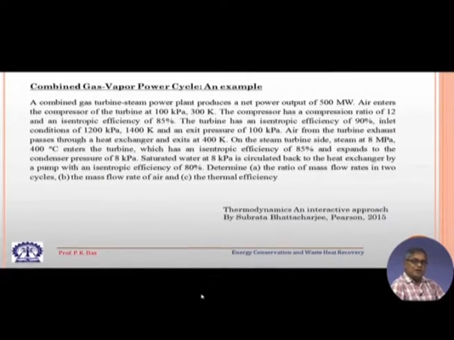In the topping cycle, air flow is there, we will consider it as an air standard cycle, and in the bottoming cycle there is flow of steam. So, two fluids are involved. We have to find out the ratio of mass flow rates in the two cycles. Then the absolute value of the mass flow rate of air, and the thermal efficiency of the combined cycle. So, let us proceed.